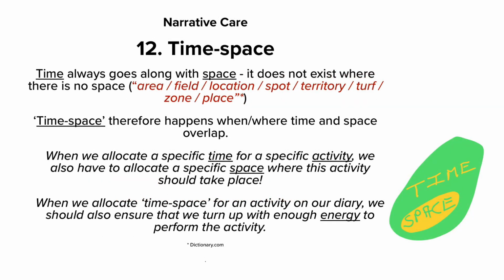Time-space. Time always goes along with space. It does not exist where there is no space, like in area or field or location or spot or territory or turf or zone or place. Time-space, therefore, happens when and where time and space overlap. When we allocate a specific time for a specific activity, we also have to allocate a specific space where this activity should take place. When we allocate time-space for an activity on our diary, we should also ensure that we turn up with enough energy to perform the activity.